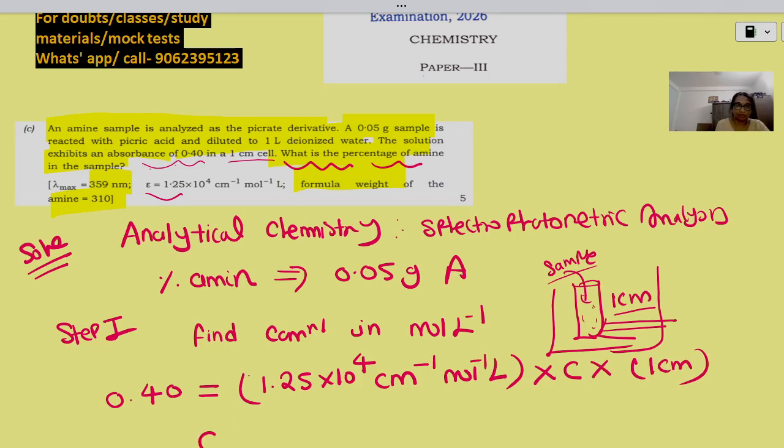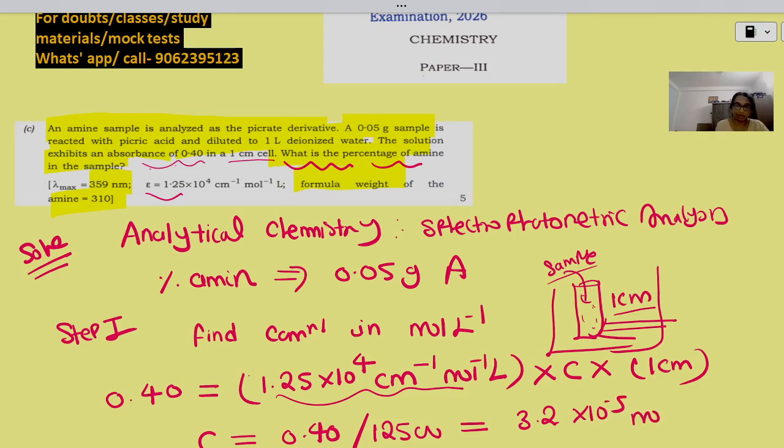Now we will find the concentration of the amine. So C is equal to 0.40 divided by 12,500. After solving this, we get 3.2 into 10 to the power minus 5 moles per liter. That is the concentration.